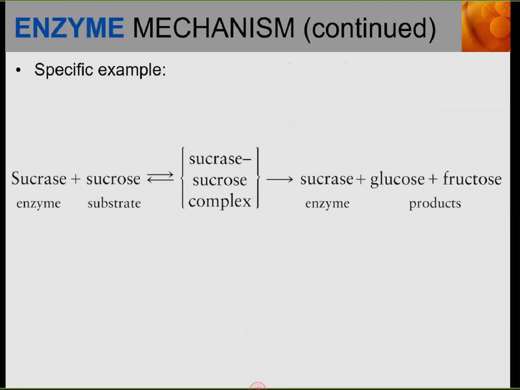So here's a real example. Many enzymes are named after the substrate that they react with. Sucrase is an enzyme that reacts with sucrose, making a sucrose-sucrase complex. It yields glucose and fructose, basically cleaving the sucrose, and again regenerates itself so it can act on other sucrose substrates.